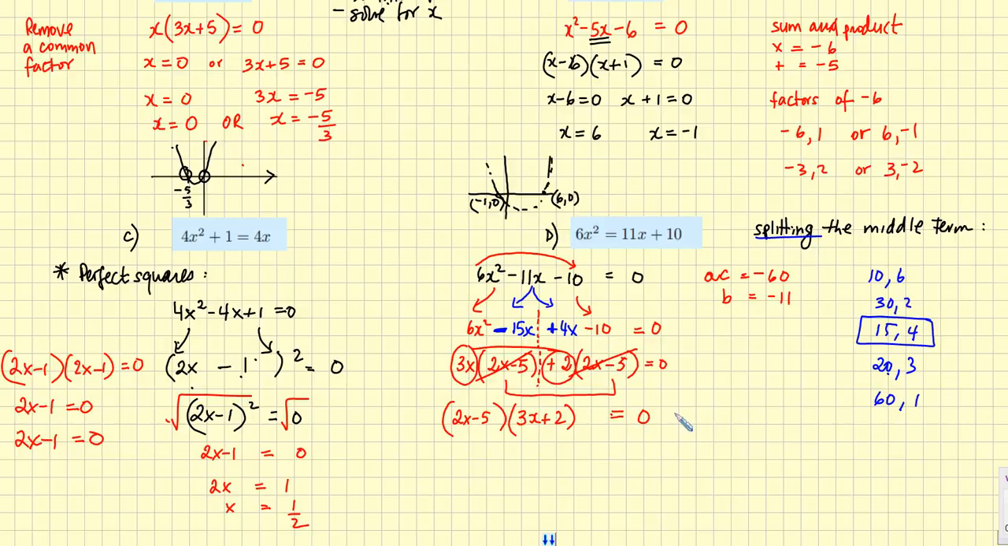And that's still equal to 0. I now proceed to use the null factor law, so that I say, well, 2x minus 5 is equal to 0, or 3x plus 2 is equal to 0. And then I isolate for x again, so that I say, well, 2x is equal to 5, and then x is equal to 5 over 2, or otherwise we have 3x equals negative 2, and x is equal to negative 2/3. All right, so those are my x-intercepts.